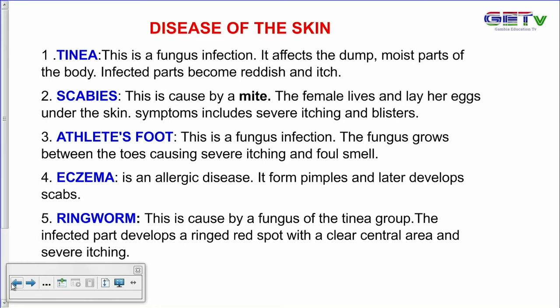The other one, which is commonly known, is ringworm. We say ringworm is caused by some of these Tinea groups. The infected parts develop a red ring-shaped spot around a clear center, with severe itching. You itch a lot. That means you scratch your body too much, and sometimes it produces some water around the ringworm.